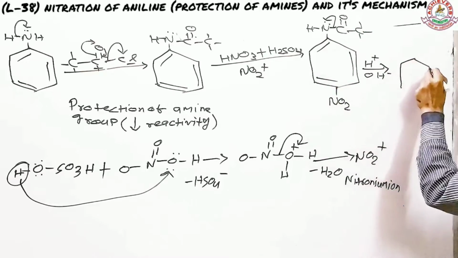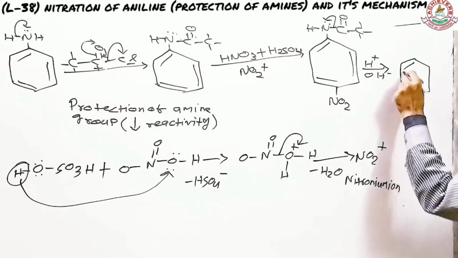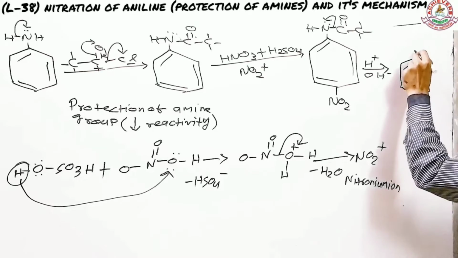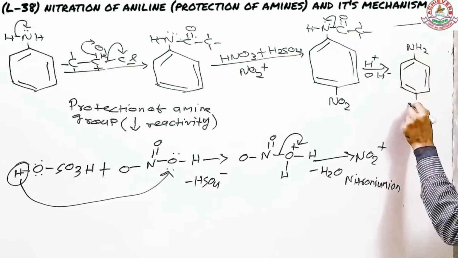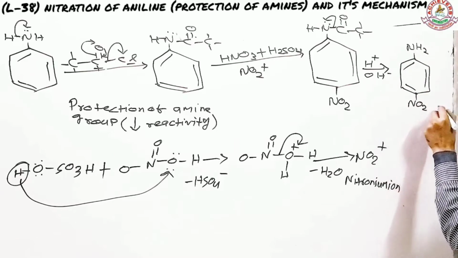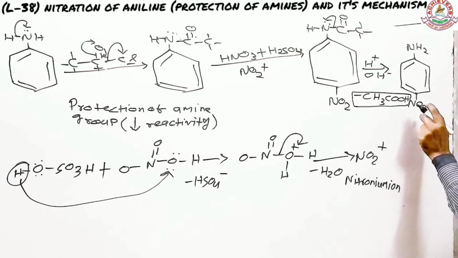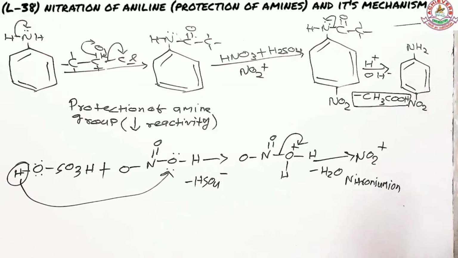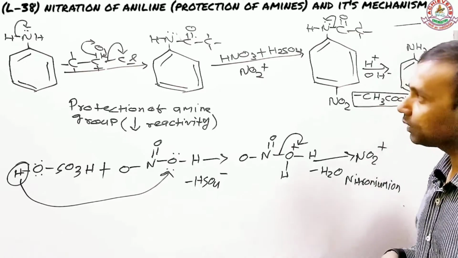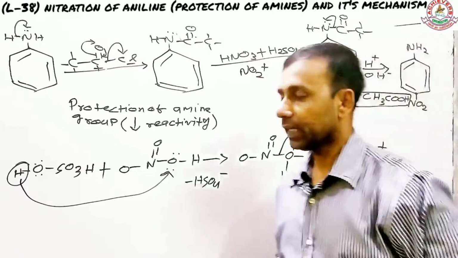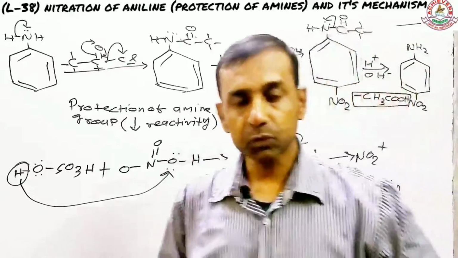So your desired product is: you have your benzene, now you have your aniline back here, and you have now NO2. So this is how you will get your para-nitroaniline, and this is all possible due to the protection of the amine group, protection of the aniline. I hope I have made it very clear.